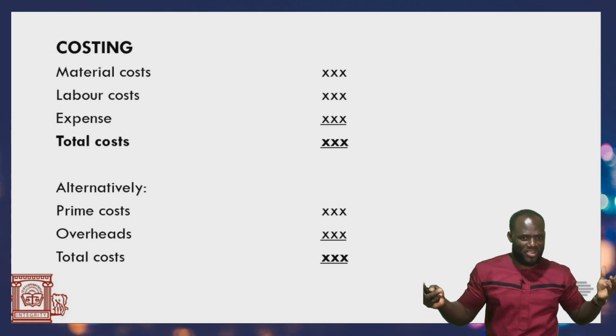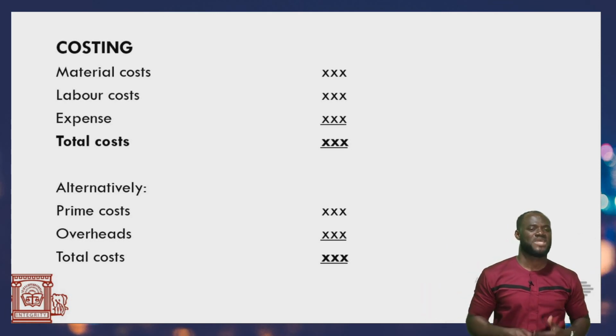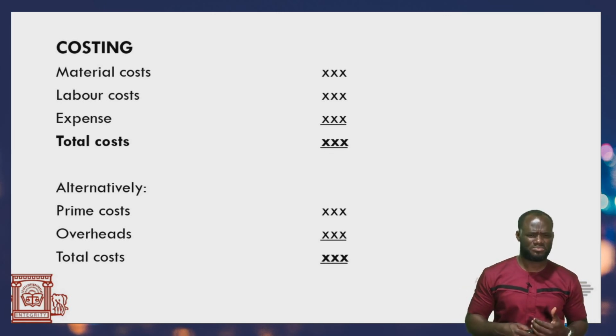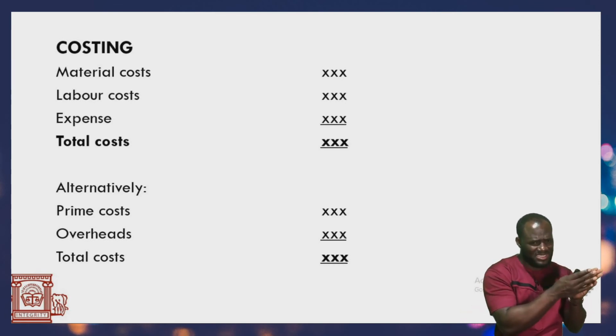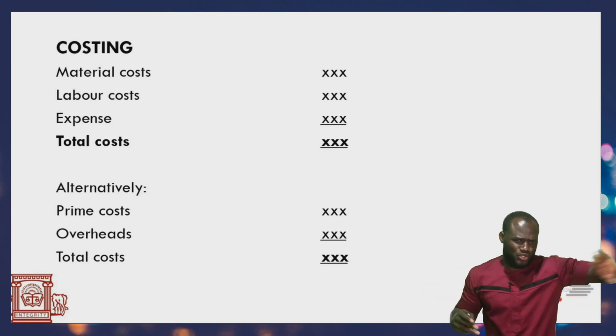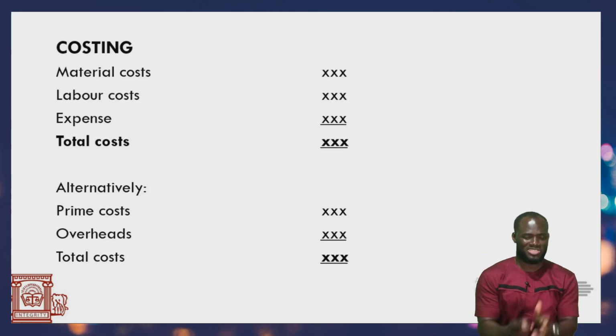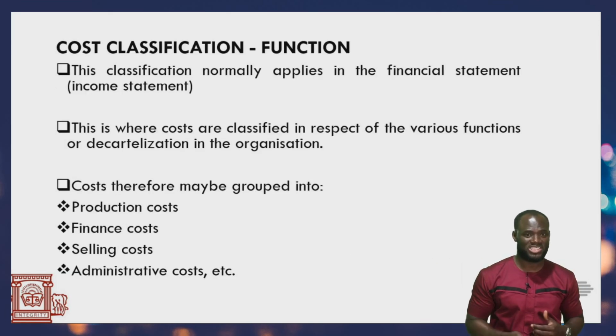Okay, so if your total cost is, let's say, 100 cedis, material is 20 cedis, labor is 50 cedis, and other expense, let's say, 30 cedis. The 50 cedis plus the 30 cedis, excluding the material, is referred to as the conversion cost. So when you add the conversion cost and material cost, you're going to have the total production cost.